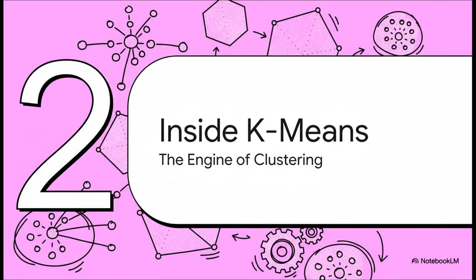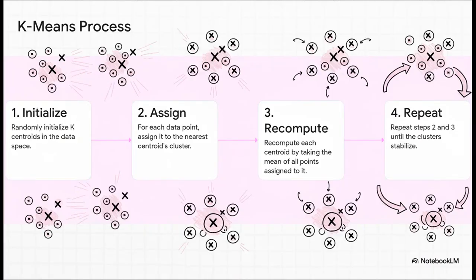Okay, so now that we've figured out how to measure distance properly, we can finally look at the engine that actually creates the groups, the k-means algorithm. K-means works in this really elegant repeating loop. First, it just takes a wild guess and randomly drops some cluster centers, we call them centroids, onto the data. Then, for step 2, it looks at every single data point and assigns it to whichever centroid is closest. And for step 3, it moves each centroid to the average spot of all the points that were just assigned to it. That's it. It just repeats those last 2 steps over and over again.